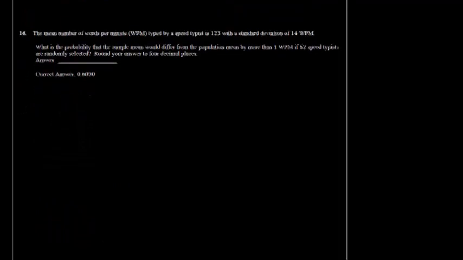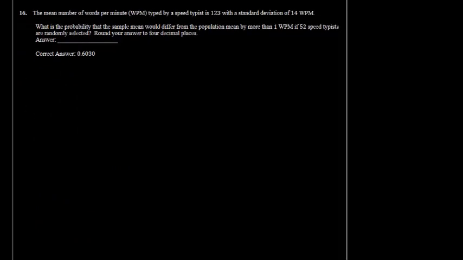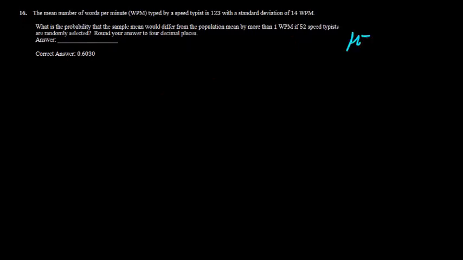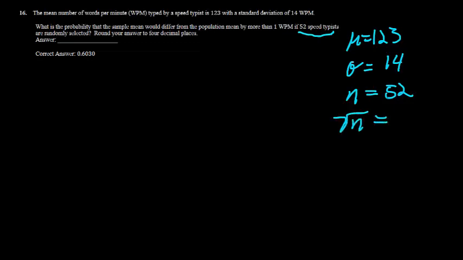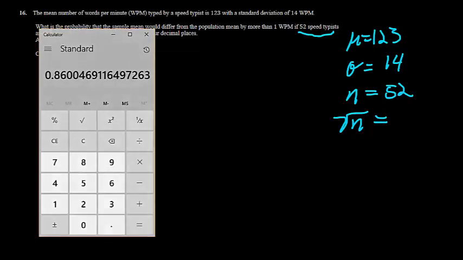The mean number of words per minute typed by a speed typist is 123 with a standard deviation of 14. What is the probability the sample mean would differ from the population mean by more than 1 word per minute if 52 sample typists were randomly selected? All right, I do know that 52 speed typists selected is my n. If you want to do the square root, you can. Let's just knock that out. The square root of 52 is 7.2111.